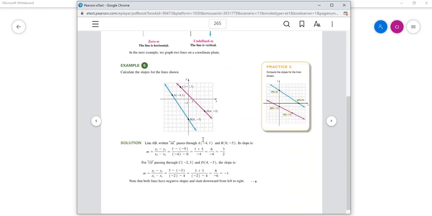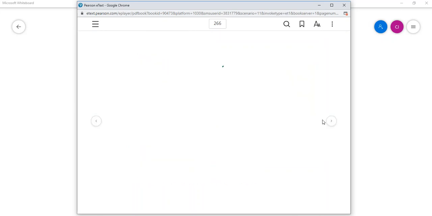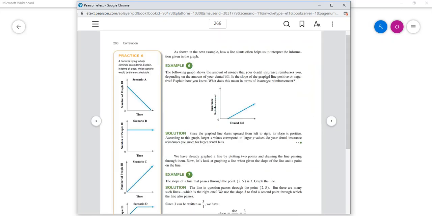And here they're showing you can have more than one line with different slopes. This one has a slope of -3/2. This one has a -1, right? So you can compare on that. And we look at some examples here. Insurance reimbursement on dental bills. Well, this has a positive slope. So what does that tell us? As the dental bill goes up, the insurance reimbursement will also go up.